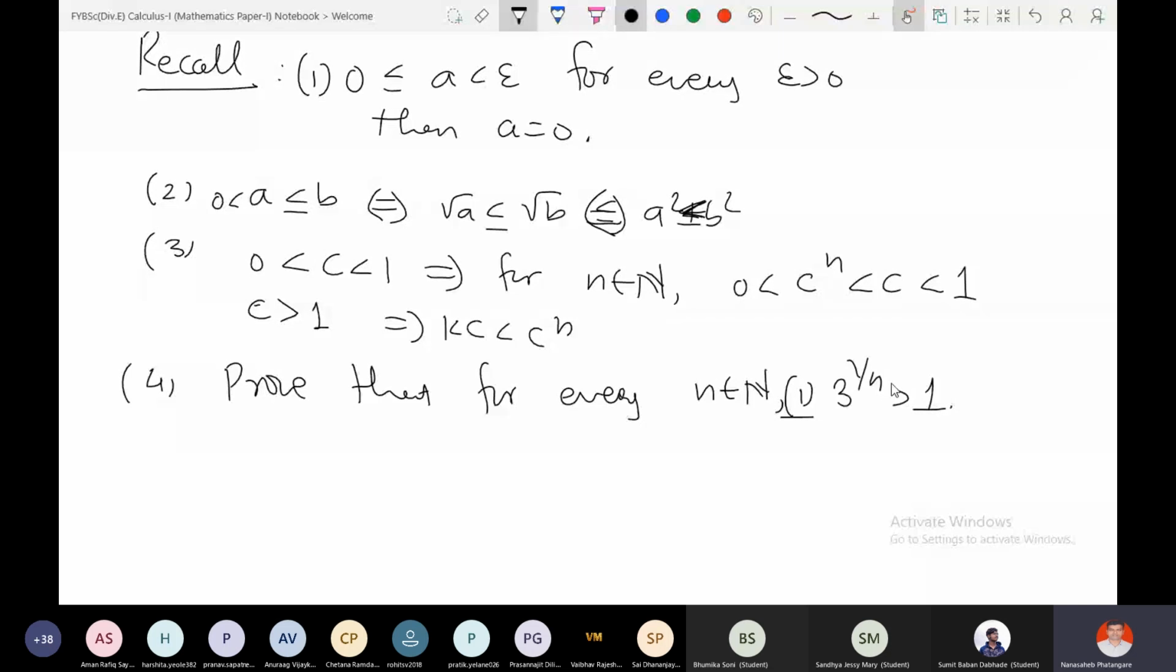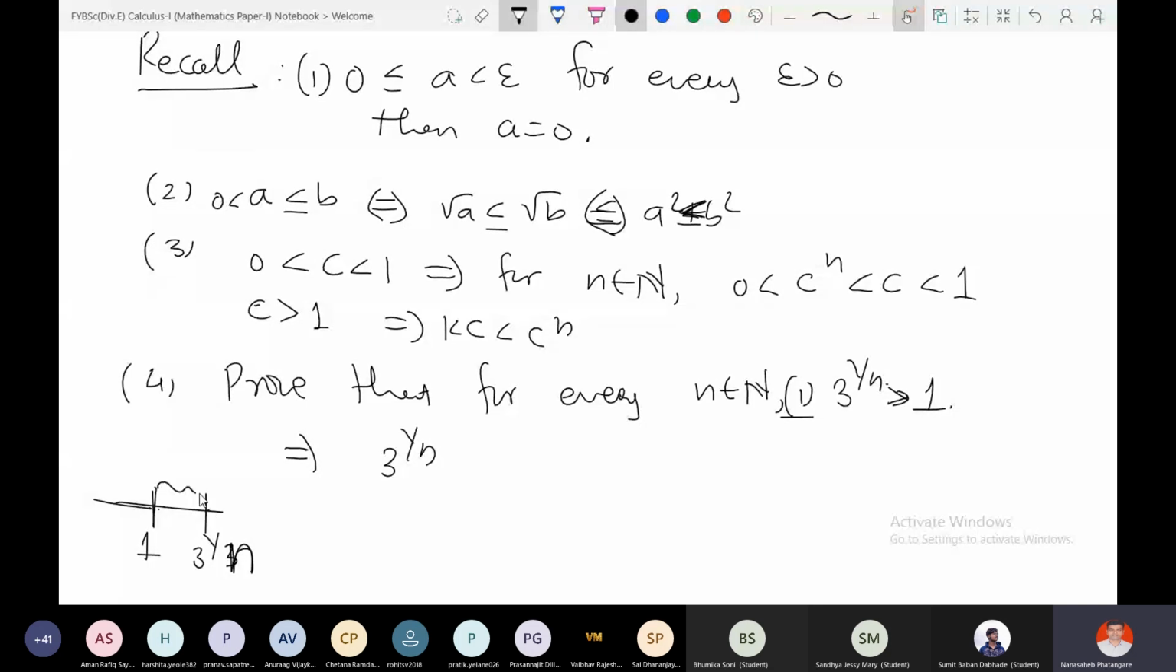That means 3 raised to 1/n: 1 is here and 3 raised to 1/n is here. For n equal to 1, 2, 3, 4, 5, whatever you select, every time this is greater than 1. So 3 raised to 1/n is greater than 1. That means 3 raised to 1/n is 1 plus something, right? So this something is some additional quantity. Do you understand?